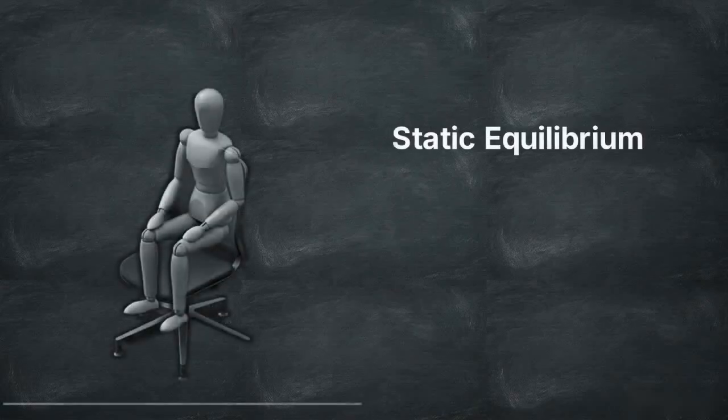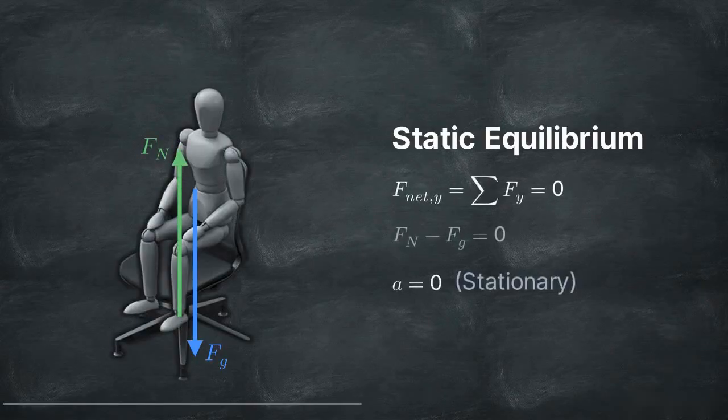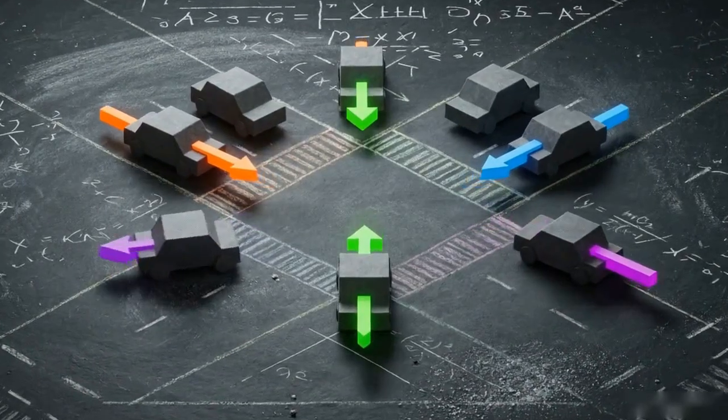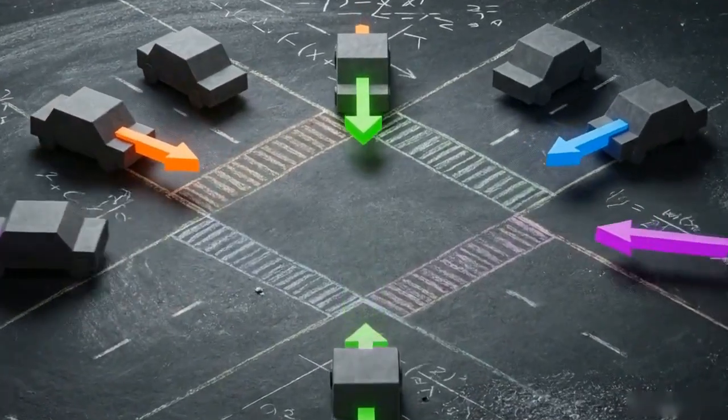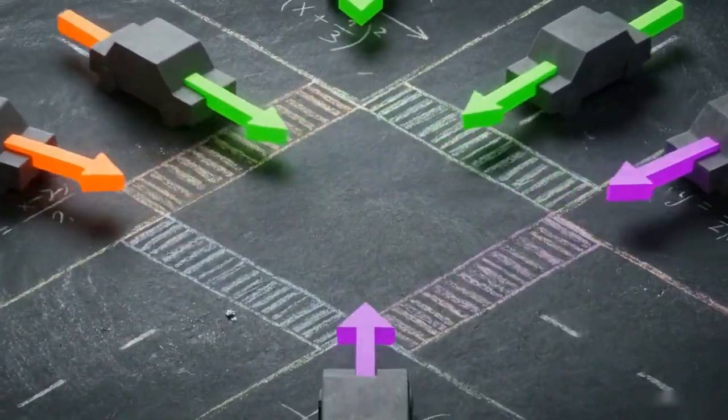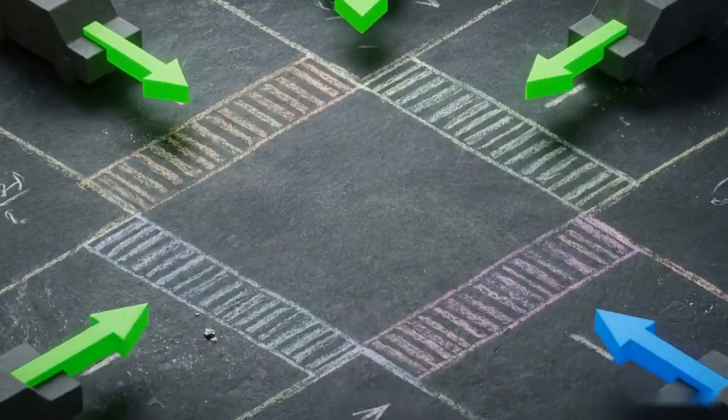You can apply this right now to your own body. As you sit in your chair, your downward weight is being perfectly countered by the upward normal force of the seat. Viewing the world as a system of interacting vectors makes the mechanics of movement predictable. Once mapped, the motion follows the math.